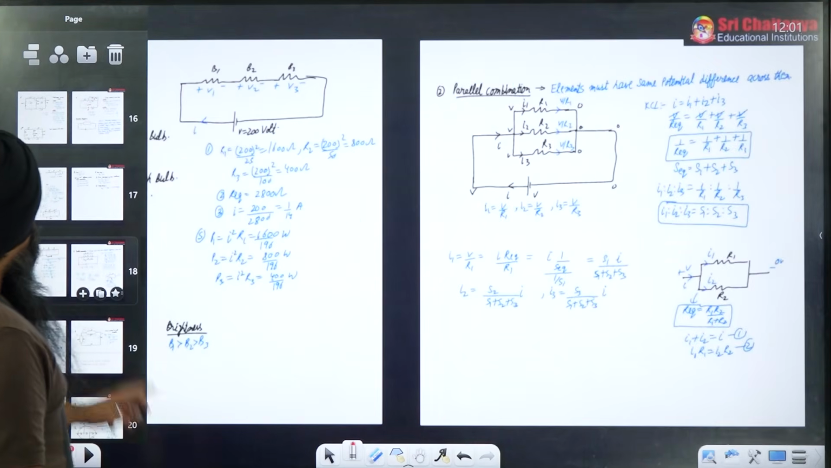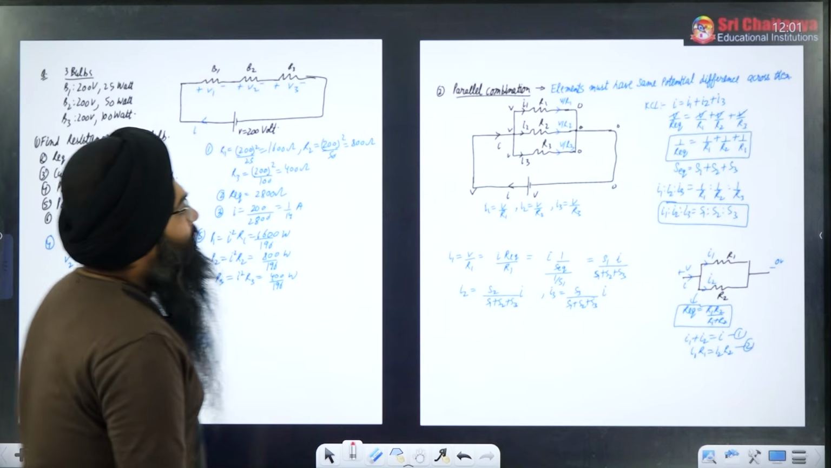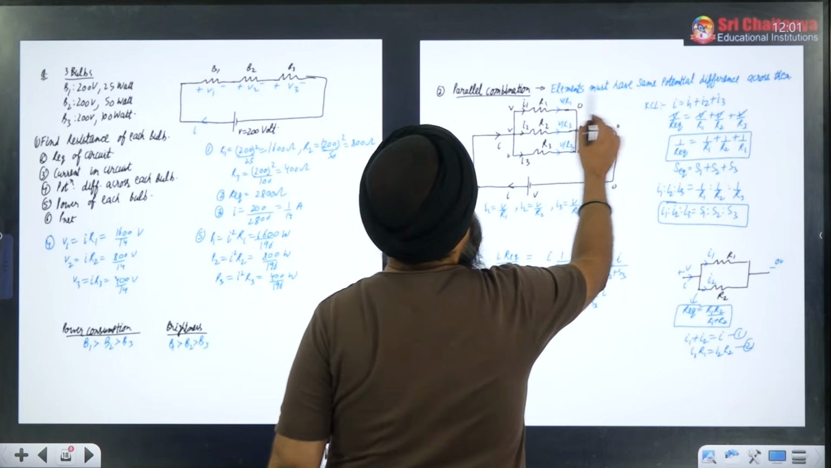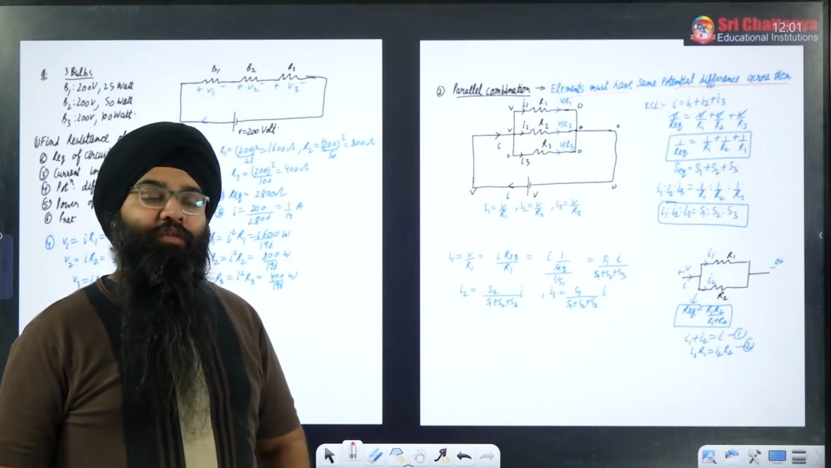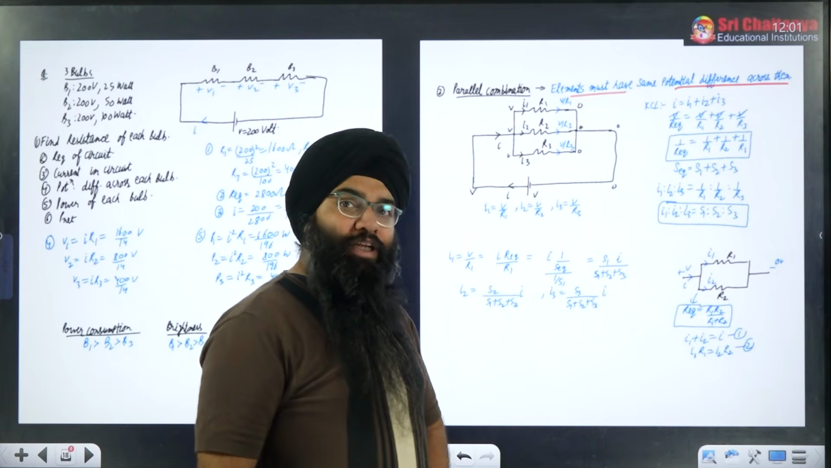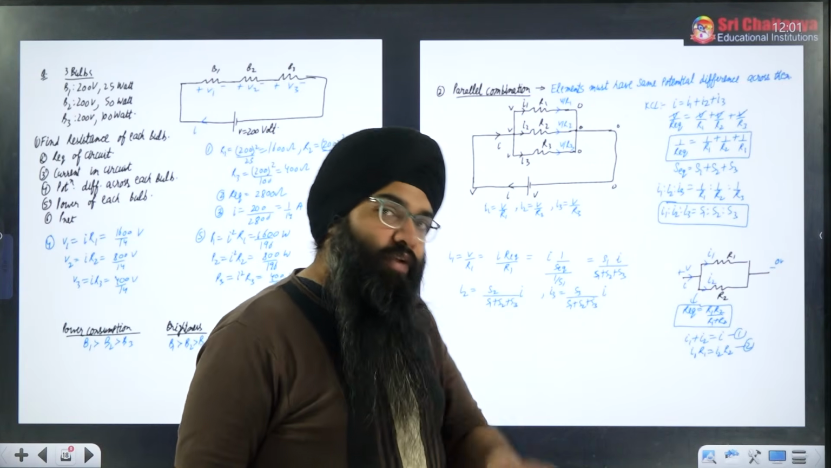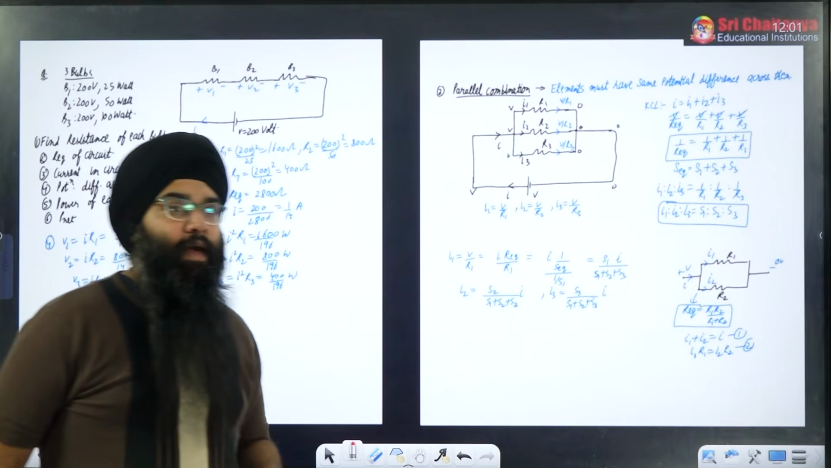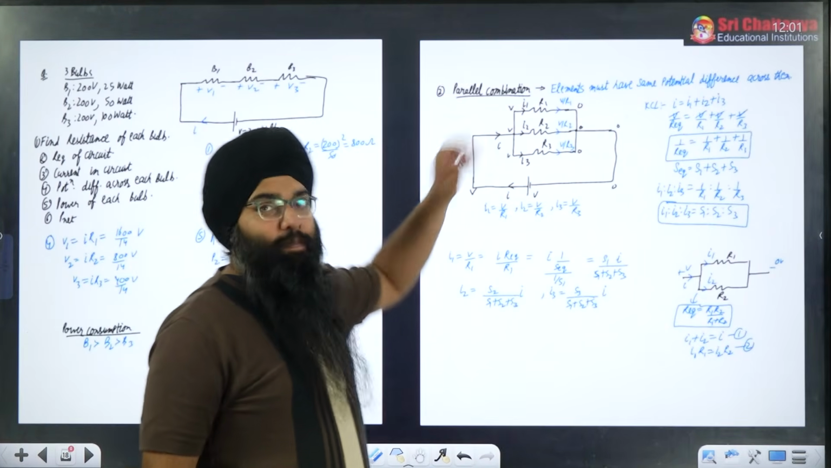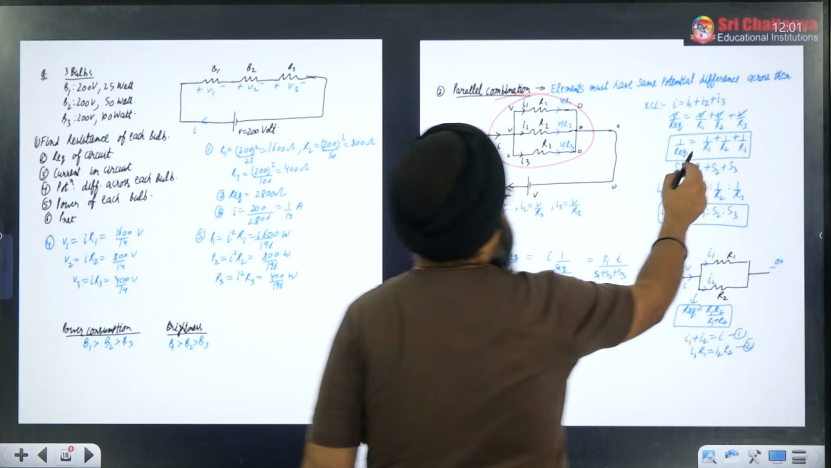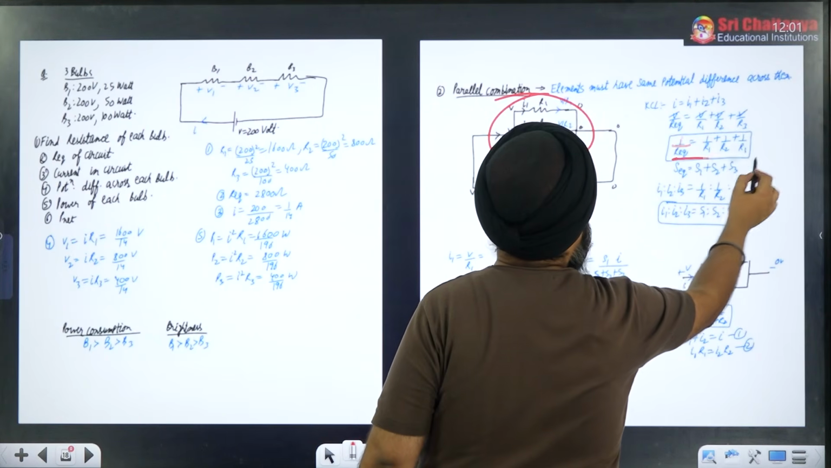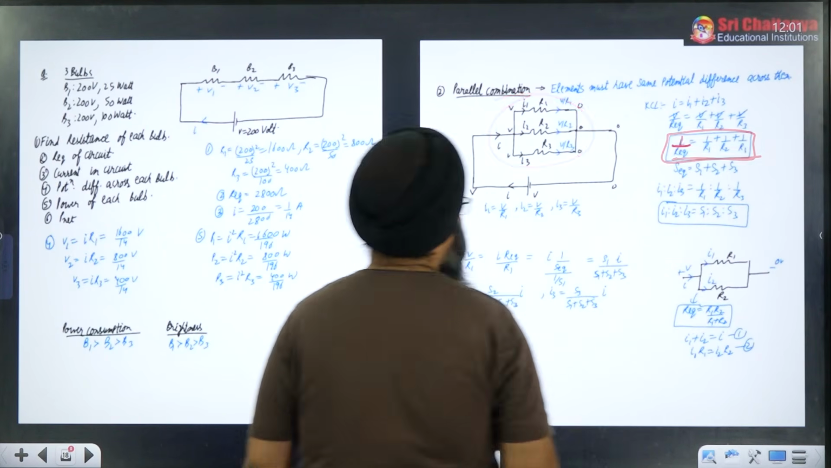If you go to the parallel combination, then what will happen? In the parallel combination, the potential difference should be the same across all the resistors. Parallel combination will be decided by the potential difference. So if the potential difference across all the resistors is the same, then we will say that this is a parallel combination. For parallel combination, the equivalent resistance will be 1 by R equivalent is equal to 1 by R1 plus 1 by R2 plus 1 by R3.